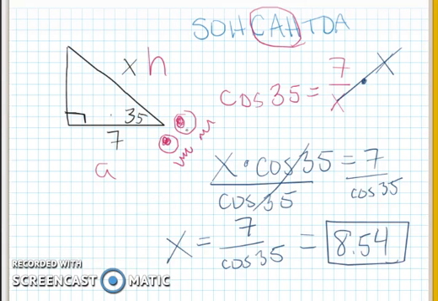Basically what happened is the cos of 35 just changes places with x. Notice these two just swapped. If you can remember that, it saves you a little bit of time, but we just solve for x by multiplying it out, then dividing by the cos of 35 on both sides.